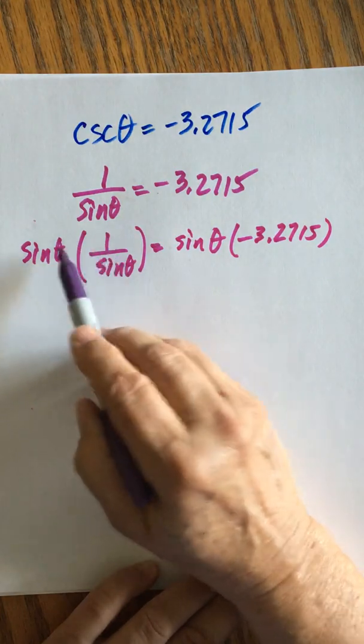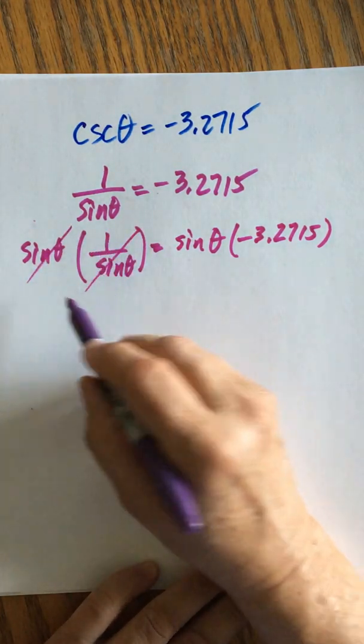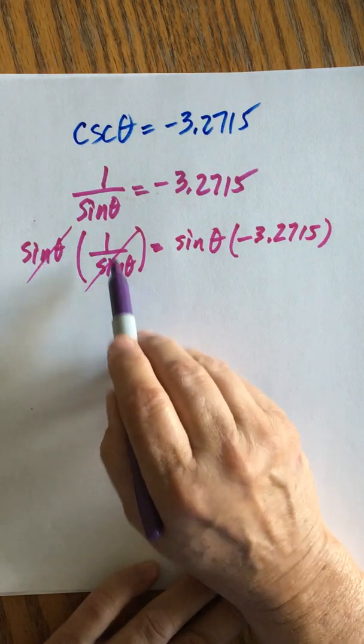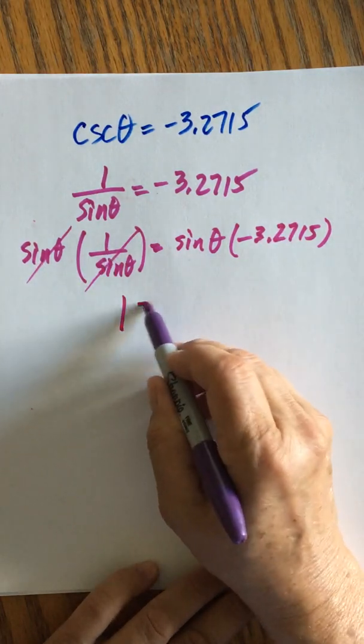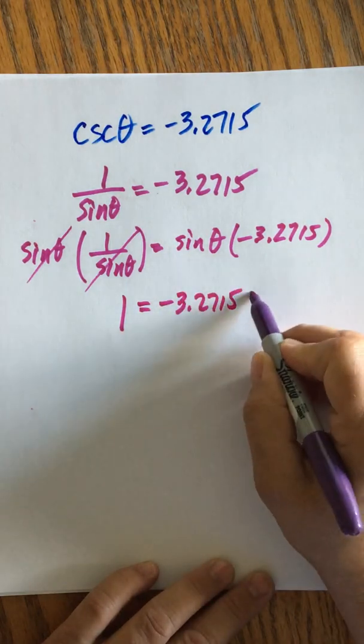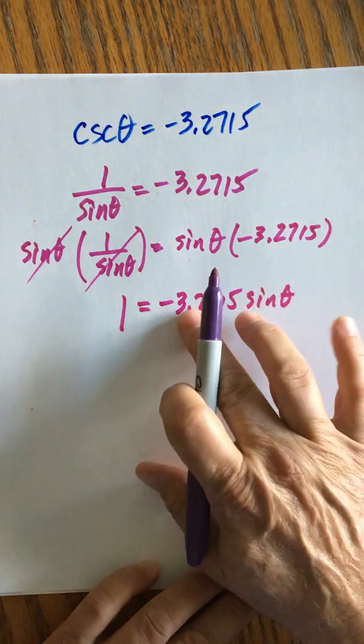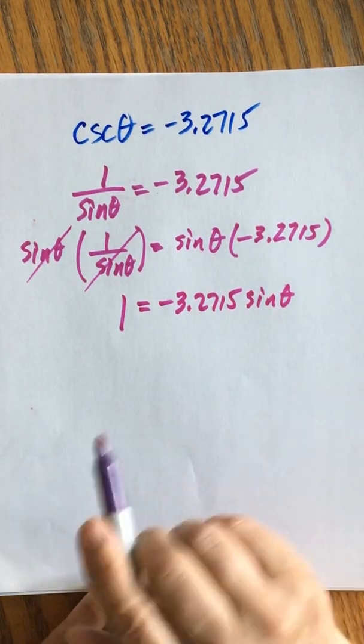Okay, so this and this undo each other. I'm left with 1, right? So sine theta over sine theta is 1 times 1 is just 1. So now I have negative 3.2715 times sine theta. And remember, sine theta is just y over r, so it's just a number. So I have a number times a number, right?